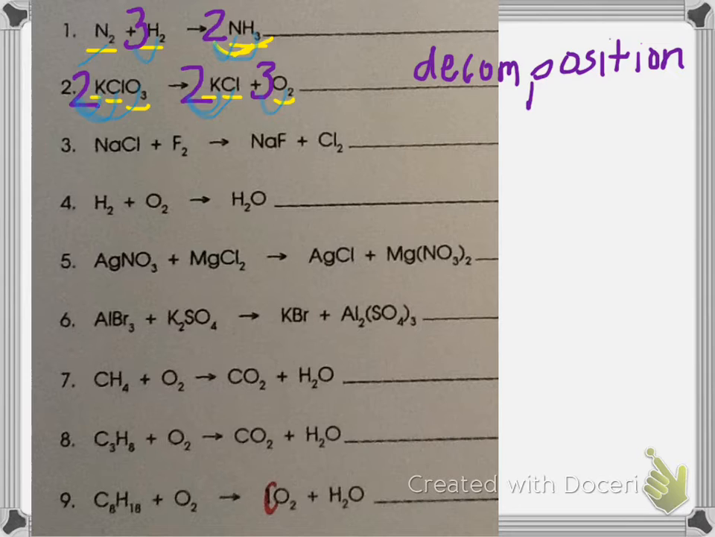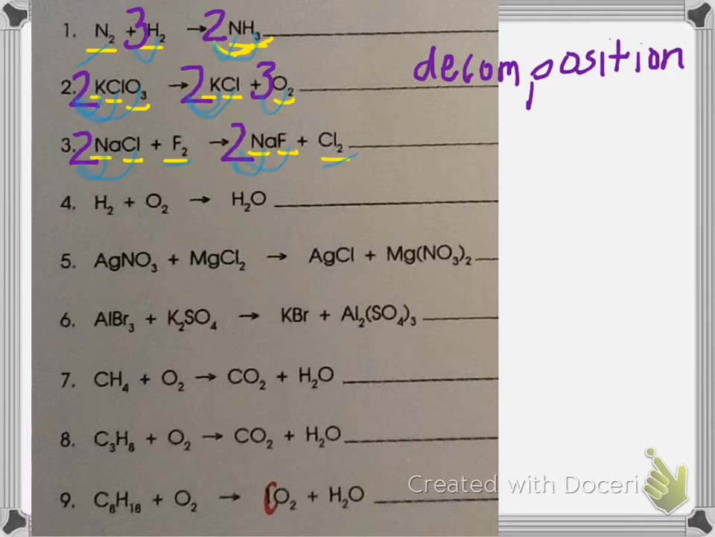I have 1 sodium, 1 sodium, 1 chlorine, 2 chlorine. So I need a coefficient of 2 in front of sodium chloride. 2 fluorines, 1 fluorine. So I need a coefficient of 2 in front of sodium fluoride. And I think that it's properly balanced. I'm going to check it. So 2 sodiums, 2 sodiums, 2 chlorines, 2 chlorines, 2 fluorines, 2 fluorines. This is properly balanced.